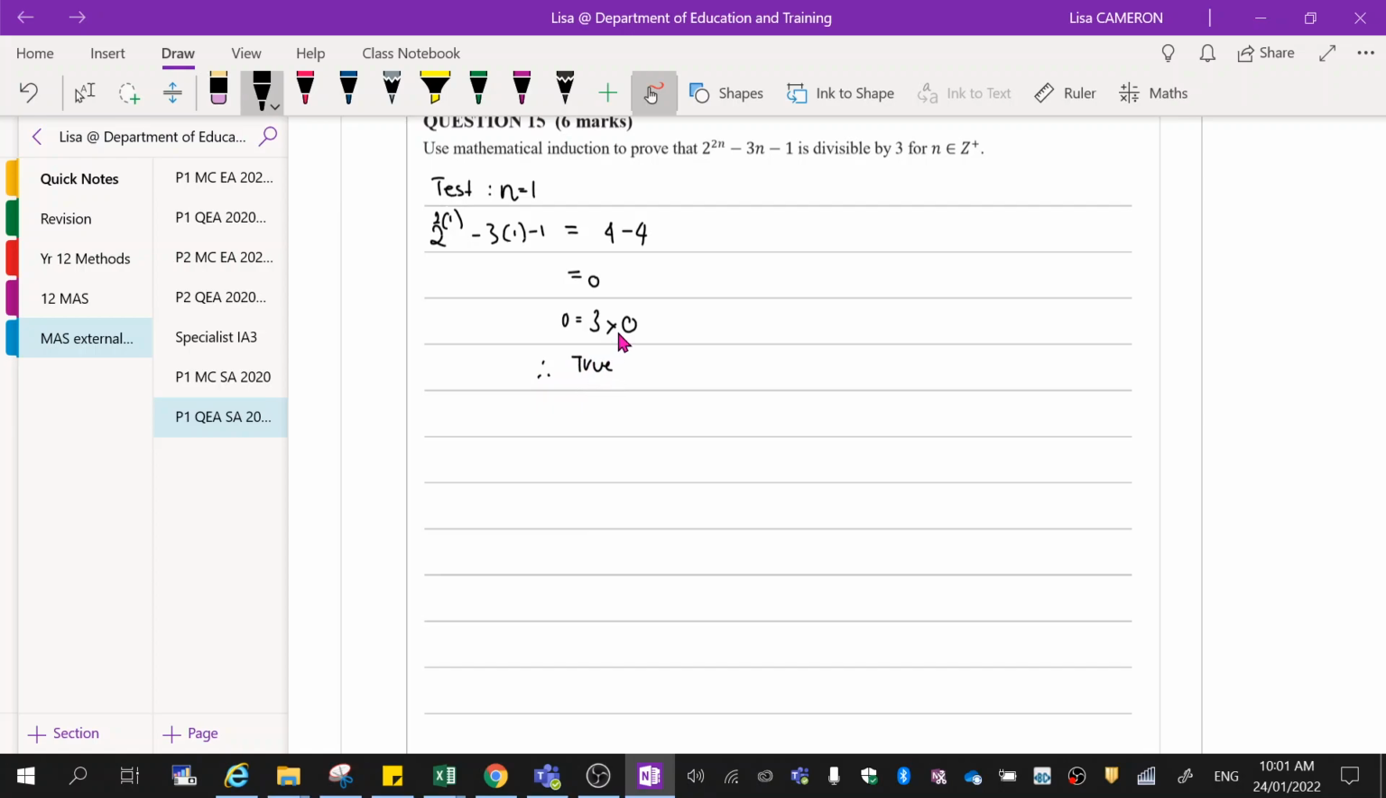Now, if you're not happy about this statement, you could test the next one up in the statement, but it should be true for everything that is a positive integer. That's what this means. Remember, the Z symbol stands for all elements of the integers, and then this is the positive integers only. Okay, so next thing we're going to do is we're going to assume.